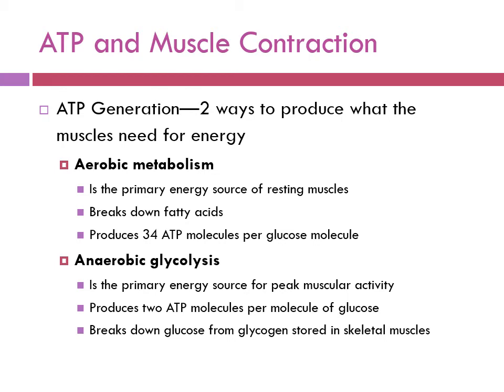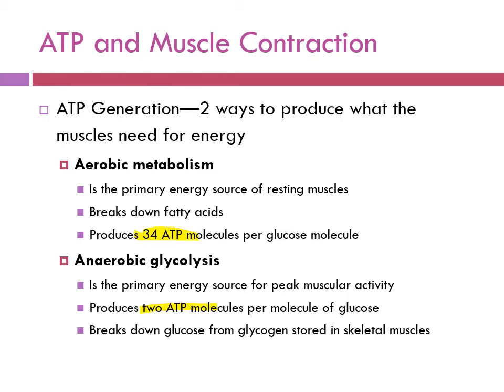Anaerobic glycolysis is the opposite. It does not use oxygen, and it is primarily how we create ATP during peak muscular activity when our oxygen is at a minimum. And you'll notice that aerobic metabolism produces 34 ATP per molecule of glucose. Anaerobic metabolism produces 2 ATP per molecule of glucose. So it is much less efficient than aerobic, but it can be performed in the absence of oxygen.